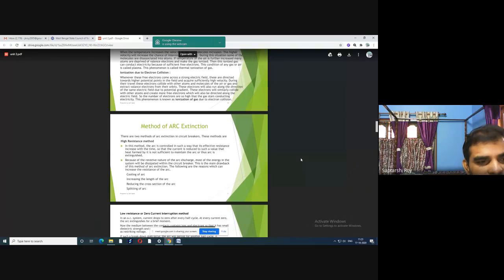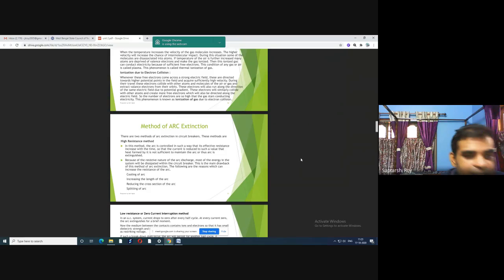These methods are the high resistance method. In this method, the arc is controlled in such a way that its effective resistance increases with time. So the current is reduced to such a value that the heat formed by it is not sufficient to maintain the arc, and thus the arc is extinguished. Because of the resistive nature of arc discharge, most of the energy in the system will be dissipated within the circuit breaker. This is the main drawback of arc extension.